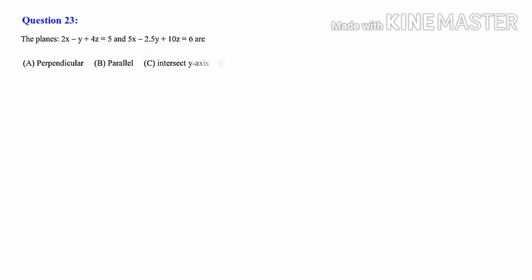Move on to the last question of this exercise, question number 23. The planes 2x minus y plus 4z is equal to 5 and 5x minus 2.5y plus 10z is equal to 6 are perpendicular, parallel, intersect y-axis, passes through 0, 0, 5 by 4. So you have to observe the direction ratios of the normal to the plane, that is a1, b1, c1, a2, b2, c2, and then you have to come to the conclusion. This question you will do as homework.